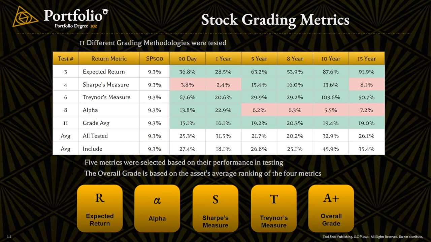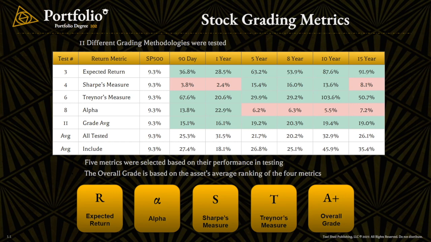But as you can see here, these are the test results for the different metrics, starting at the top with the expected return, then Sharpe's measure, Treynor's measure, alpha, and our overall average. And from left to right, you'll see how they performed over the different historical time periods. We tested 6 different time periods: 90 days, 1 year, 5 years, 8 years, 10 years, and 15 years.